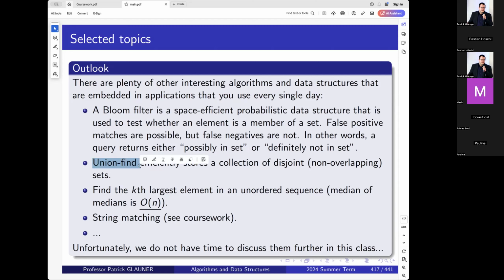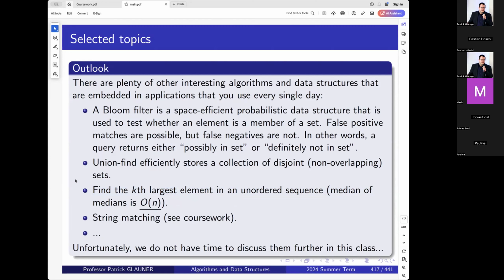The union find data structure is also something that is quite interesting. It stores a collection of disjoint or non-overlapping sets in a very efficient way. And what is also something that is extremely interesting, but again, extremely complex and takes quite a lot of time to discuss, so we're not able to do it in the introductory course, is to find the kth largest element in an unordered sequence. We have seen how to find the largest entry in a data set. You would just go through from left to right and always check if the next one is greater than the one before. And this is how you would find the largest one.